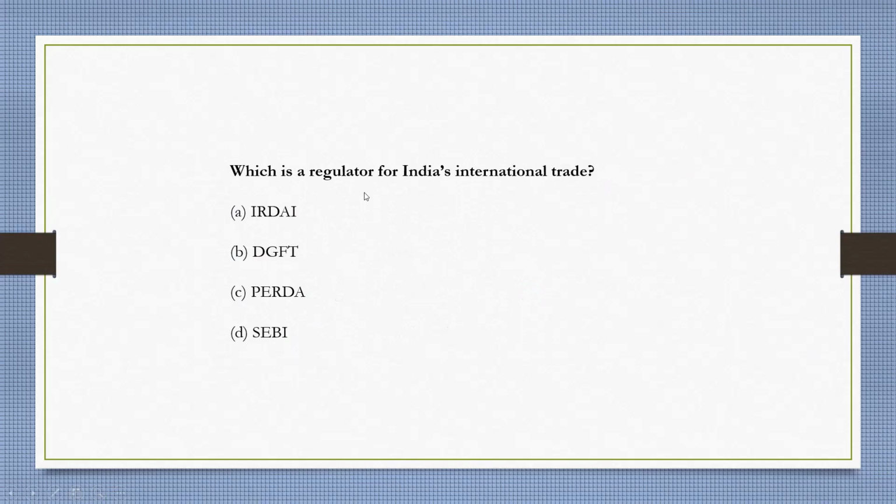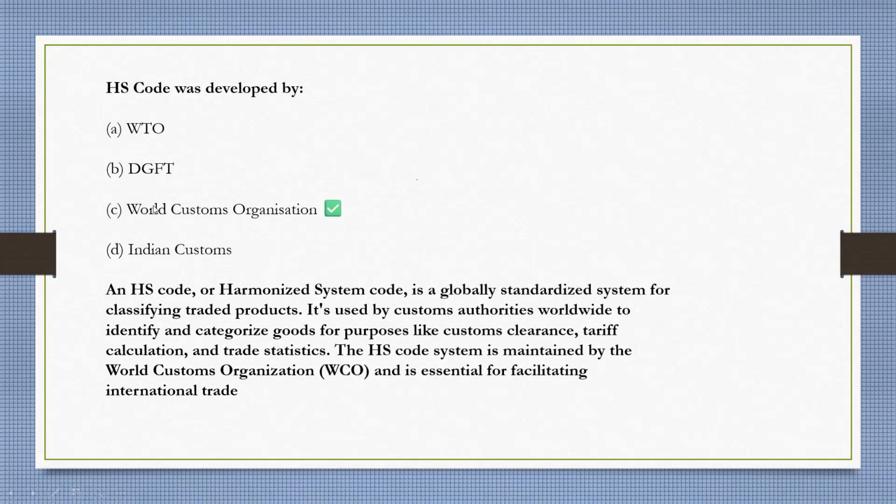Which is a regulator for India's international trade? IRDAI, DGFT, PFRDA, SEBI. Let's see the correct answer. Correct answer is B, DGFT. Let's see next question. HS code was developed by. So who developed the HS code? WTO, DGFT, World Customs Organization, Indian Customs. Let's see the correct answer. Correct answer is C, that is World Customs Organization.